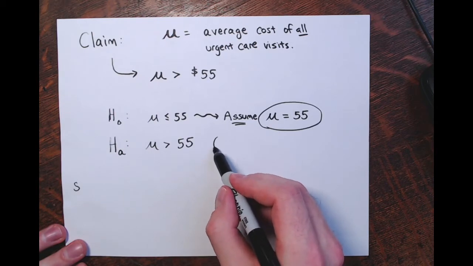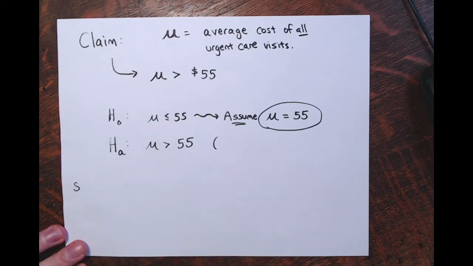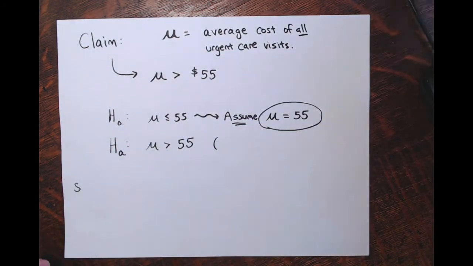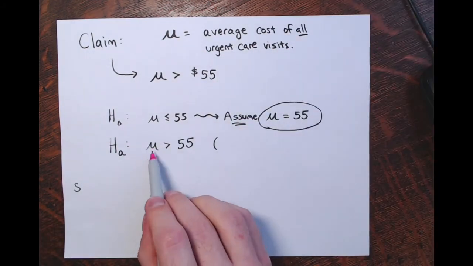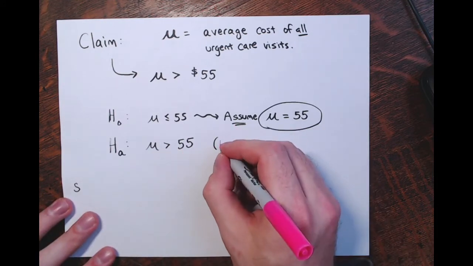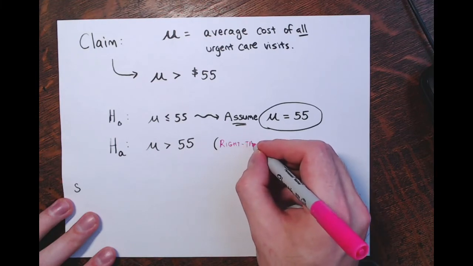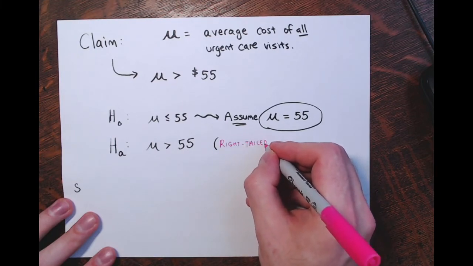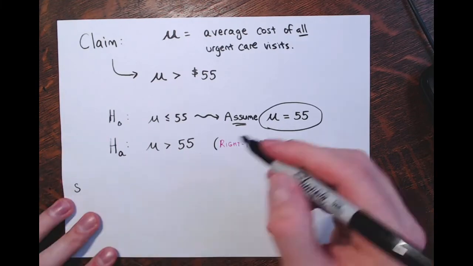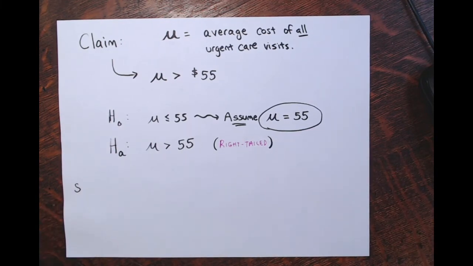Also, look at how the alternative hypothesis looks. The parameter is greater than a given value. So what we have here is an example of a right-tailed test. I'm going to keep that in mind for later when we find a critical value and set up a rejection region.